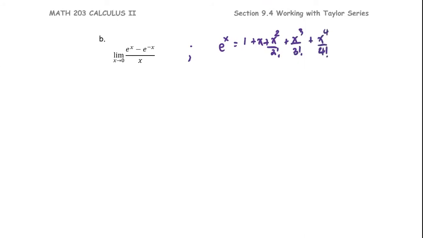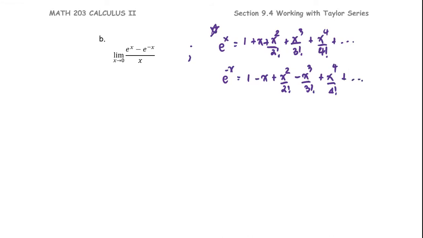where e to the negative x is 1 minus x plus x squared over 2 factorial minus x to the third over 3 factorial plus x to the fourth over 4 factorial and so forth. As we replace x by negative x in the e to the power x Taylor series form, the e to the negative x becomes an alternating series. But the even powers will remain the same positive sign.